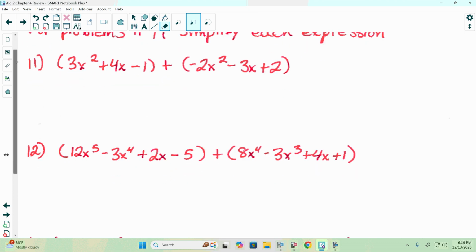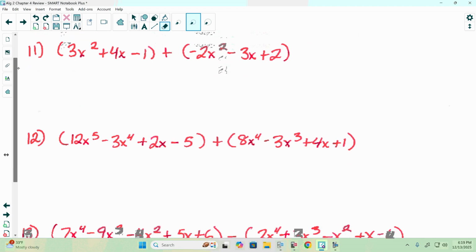For problems 11 through 19, simplify. We're going to add, subtract, multiply, divide, or add, subtract, and multiply. You can add or subtract vertically or horizontally. It really doesn't matter. I would just pick the way that you're more comfortable with. I'm going to do all of these horizontally.